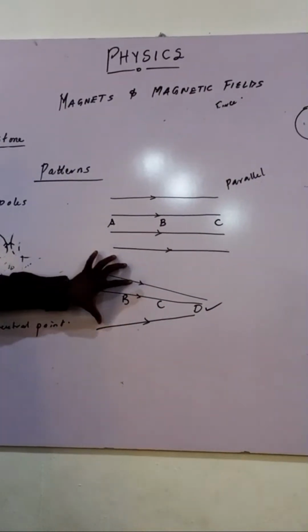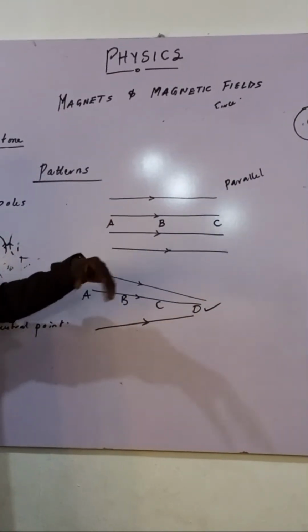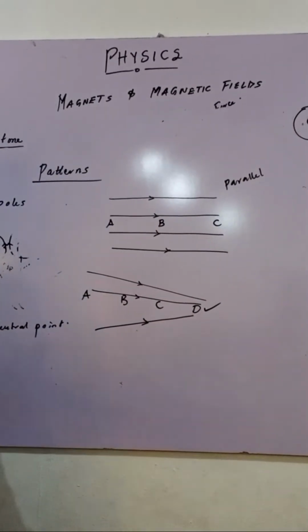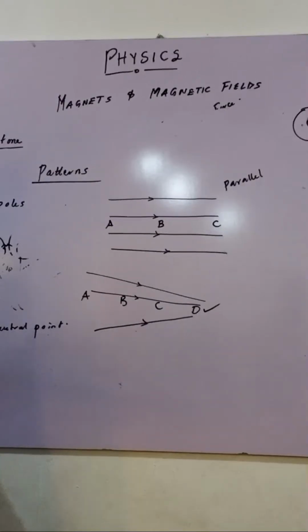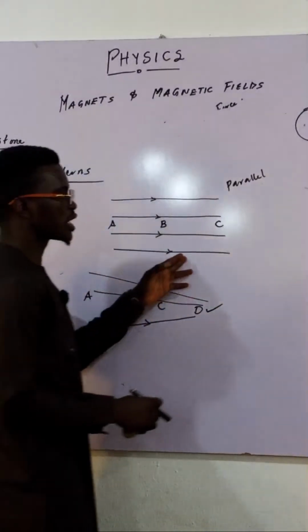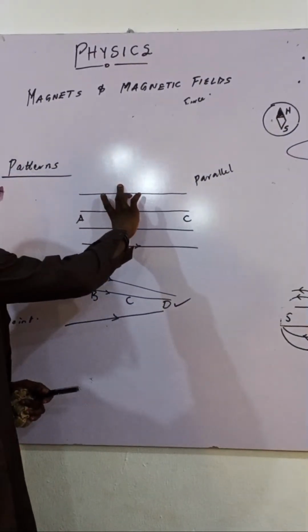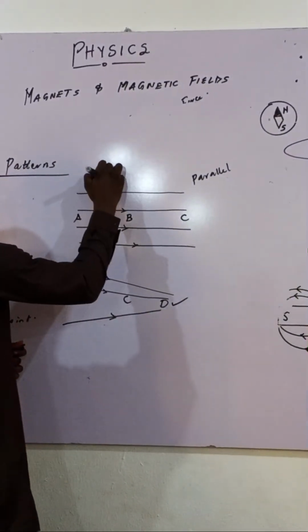They can just draw something like this and put all the options and say you should pick where the field is the strongest. It's as simple as that. It's not always so hard. Let's move on. So you can draw the two. The first one represents what type of field? A uniform field.